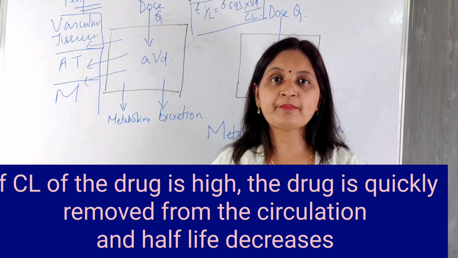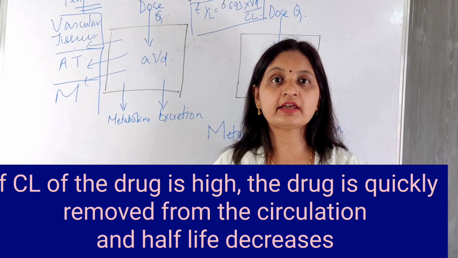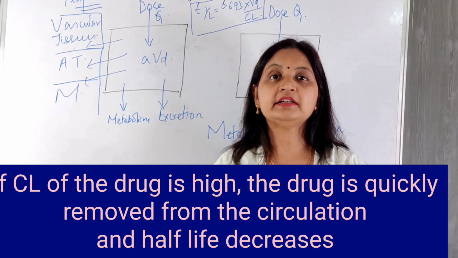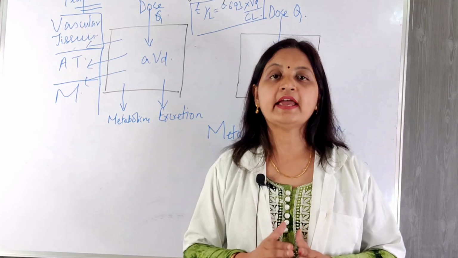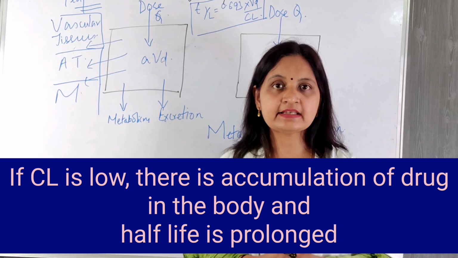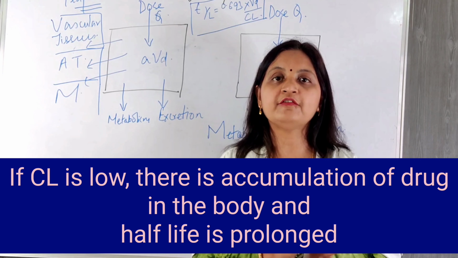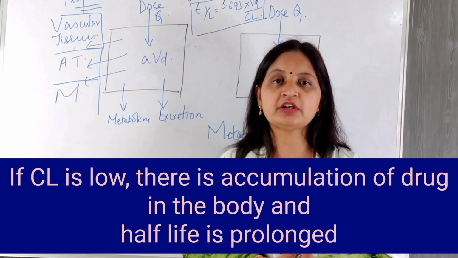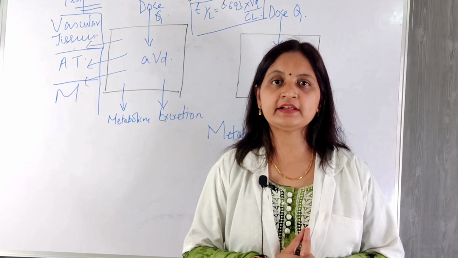Half-life is inversely proportional to clearance, which means that if the clearance of the drug is high, that is it is removed from the body quickly, the T half decreases. So if clearance is high, the elimination half-life will be low. And if clearance is less, there is accumulation of drug in the body and this will prolong the half-life of the drug. So T half is directly proportional to the volume of distribution and inversely proportional to clearance of the drug.